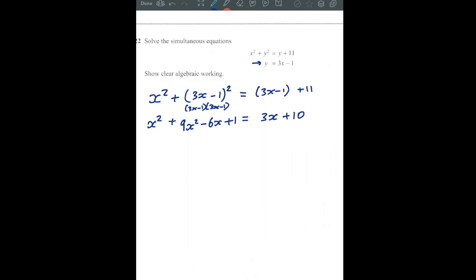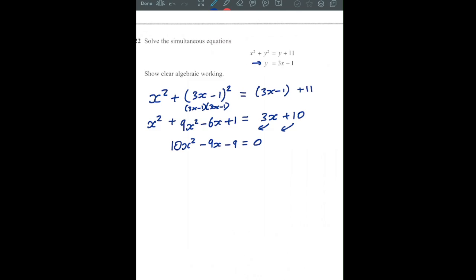This is now really obviously a quadratic, so it needs to be equal to 0. So I'm going to collect my x squareds on this side. I'm going to move my 3x over. Becomes a minus 3x. The minus 6 becomes a minus 9. The plus 1 minus 10 is another minus 9 equals 0. And again, I've got a quadratic to try and solve.